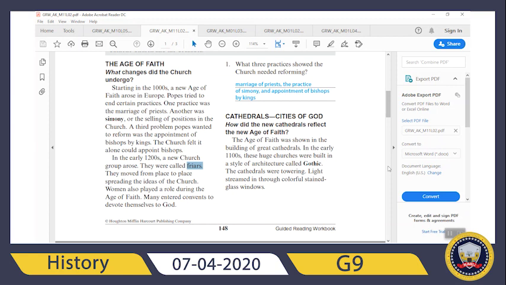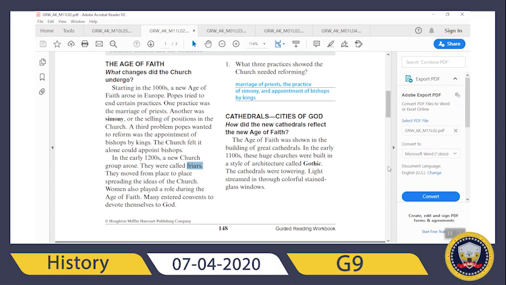Another was simony, and we just read what simony was. It's the selling of positions in the church. So the popes wanted to end this practice as well. And the third problem popes wanted to reform was the appointment of bishops by kings. The church felt that it alone could appoint bishops. So it would be the right of the church, not the right of a king, to appoint a bishop.